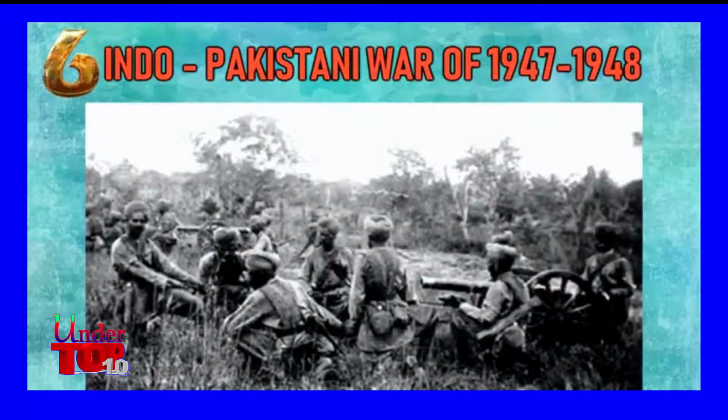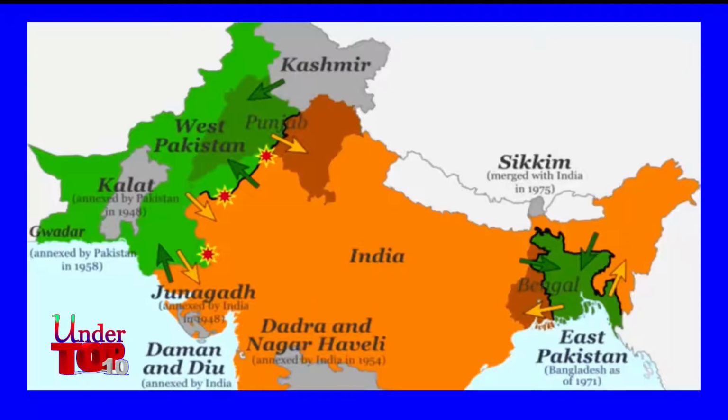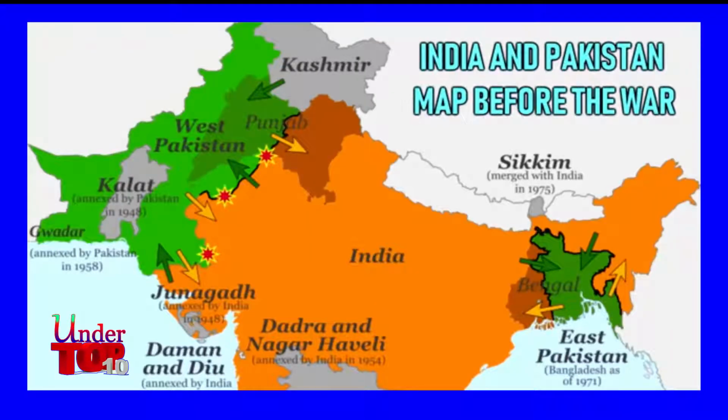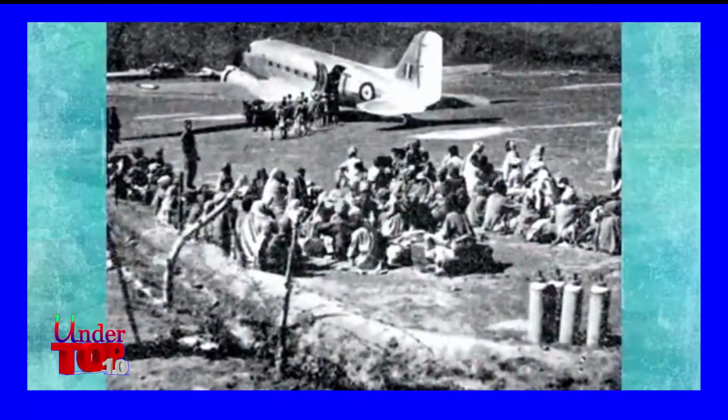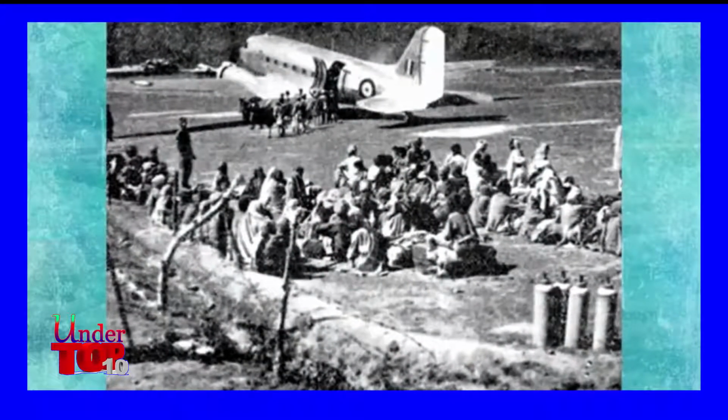Number 6. Indo-Pakistani War of 1947 to 1948. The Indo-Pakistani War was fought between India and Pakistan over the princely state of Jammu and Kashmir from 1947 to 1948. The result of the war was inconclusive. However, most neutral assessments agree that India was the victor of the war, as it was able to successfully defend about two-thirds of the Kashmir, including Kashmir Valley, Jammu, and Ladakh. The inconclusive result of the war still affects the geopolitics of both countries.